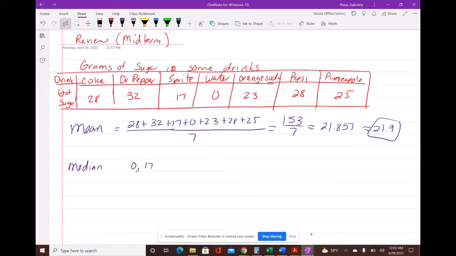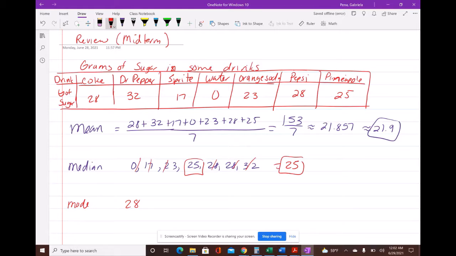For my median, please remember to put them in order from smallest to greatest. 0, 17, 23, 25, 28, 28, and 32. 1, 2, 3, 4, 5, 6, 7, just making sure. So if I look at this, I am looking for the middle number, which is 25. For the mode, it is the one that repeats the most, and the number that repeats the most is 28 because it happens twice.